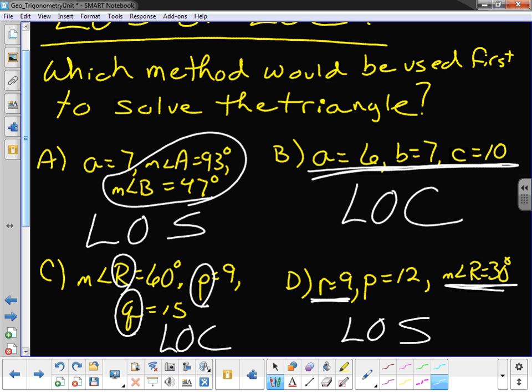If you're given two angles, automatic law of sines. If you're given three sides, automatic law of cosines. When you're given two sides and an angle, you've got to look a little closer. Do you have a pair of letters, like we had in D, we had two R's, or do you have three different letters? Three different letters, law of cosines. Two of the same letters, law of sines.